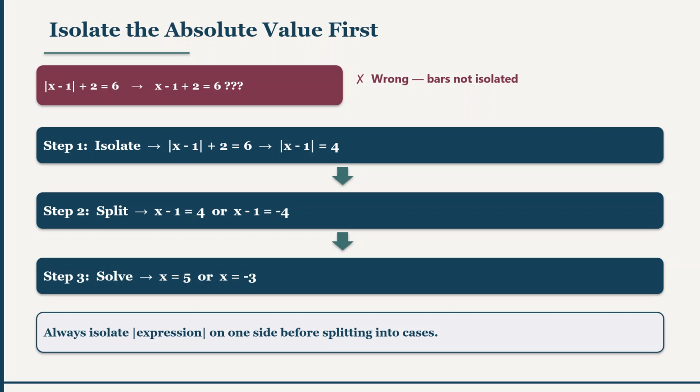Now the bars are alone, and you can split. X minus 1 equals 4, so x equals 5, or x minus 1 equals negative 4, so x equals negative 3. The rule: always isolate the absolute value term before splitting into cases. This is the forgot to isolate trap, and it is one of the most common errors in this lesson.